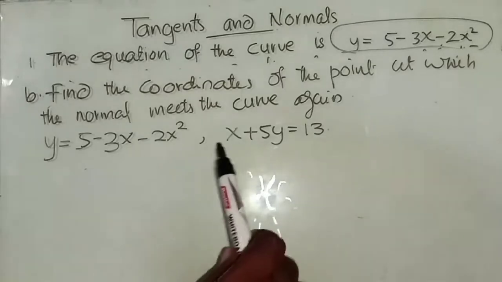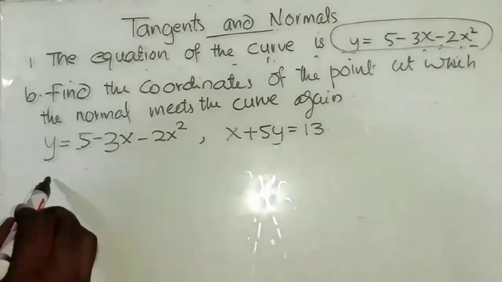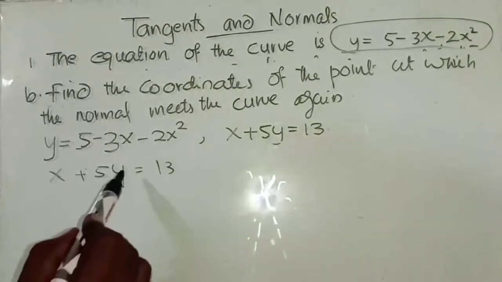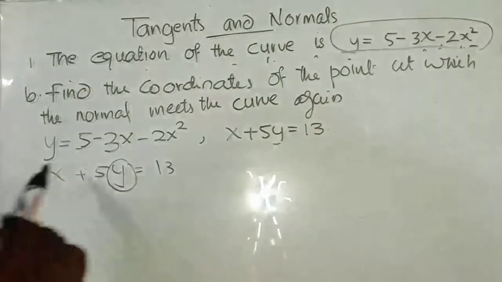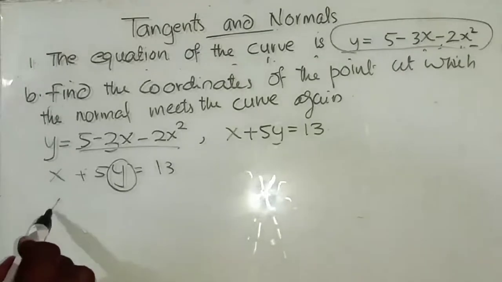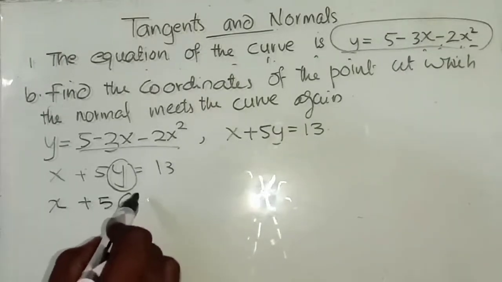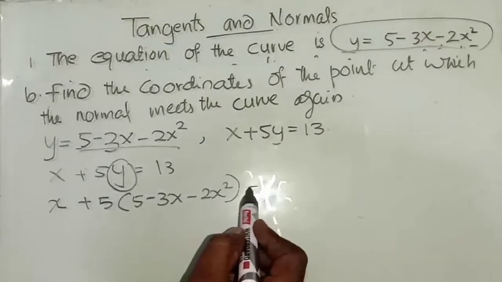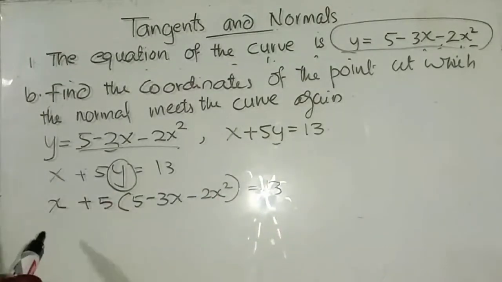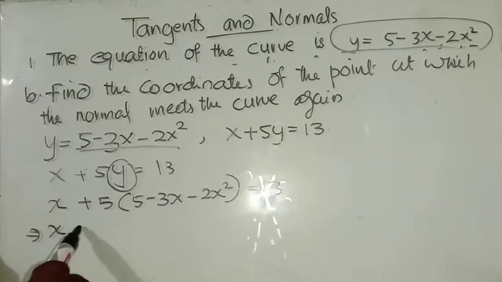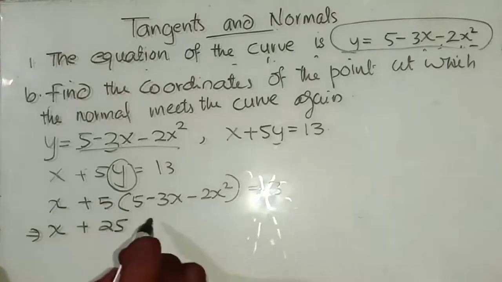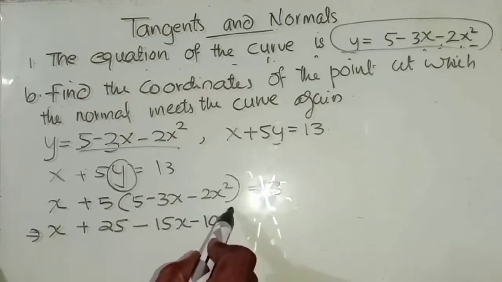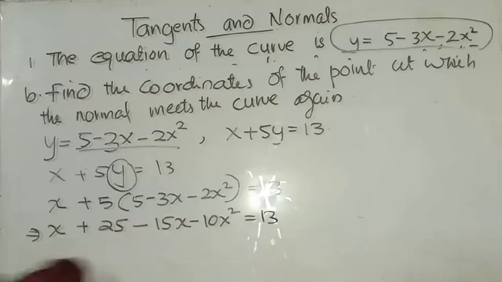Okay, so for that I'm taking the equation x plus 5y equals 13. Now I replace this y value with this. So it becomes x plus 5 of (5 minus 3x minus 2x square) is equal to 13. So it becomes x plus 25 minus 15x minus 10x squared is equal to 13.